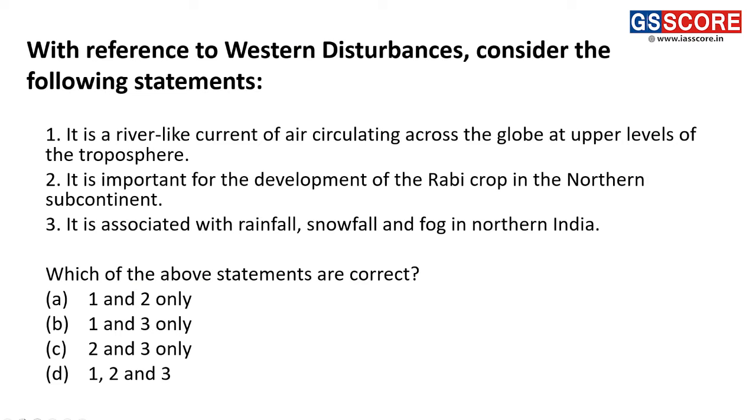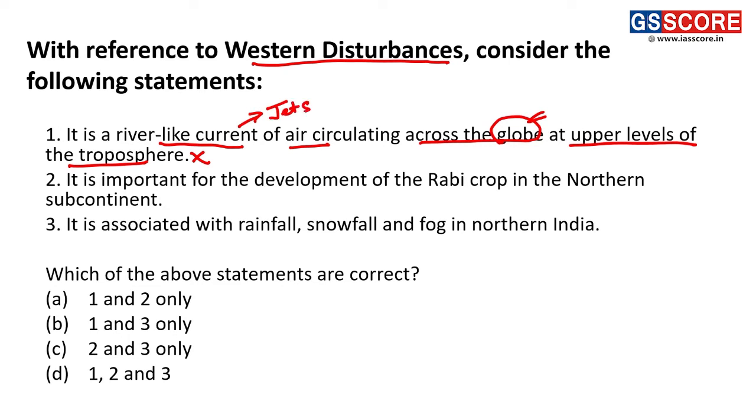Moving forward, the first question for today's discussion is with reference to western disturbances, a quite important phenomenon. Consider the following statements. Statement 1: it is a river-like current of air circulating across the globe at upper levels of the troposphere. If you are aware of the basics of western disturbances, then you might see that it is not a global phenomenon, but a regional phenomenon occurring from the Middle East of Asia towards the eastern part of Asia. So statement 1 becomes an incorrect statement. Basically this statement resembles the jet streams.